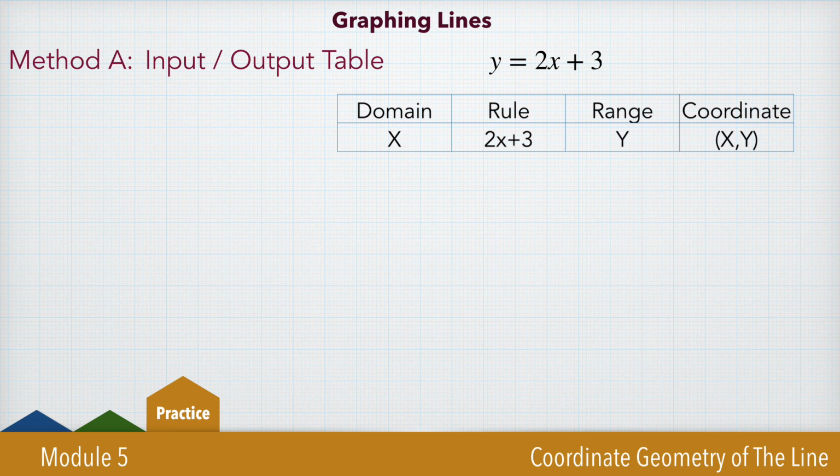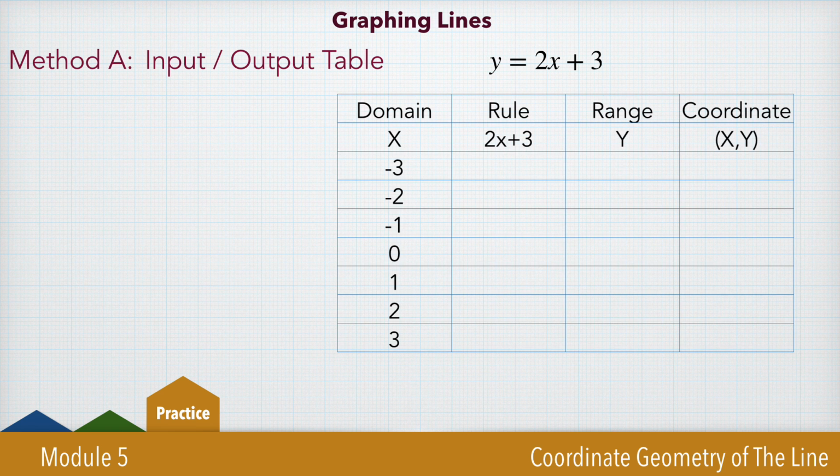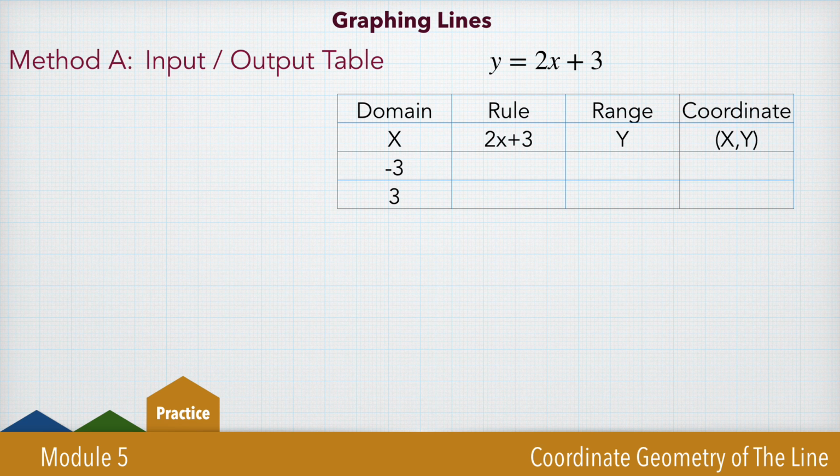We can start by placing the domain in the first column, but as we are plotting a linear function, we only need 2 points in order to draw the line. Therefore, we will use the endpoints of the domain. We will now substitute these input values into the rule. Simplifying gives us the range or y values.